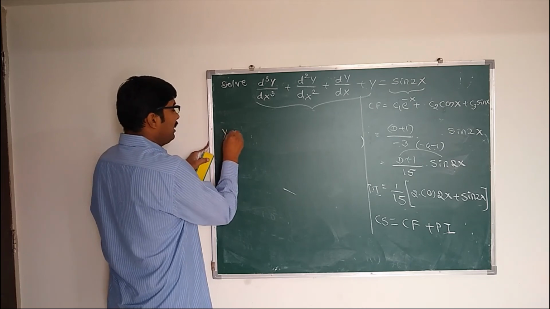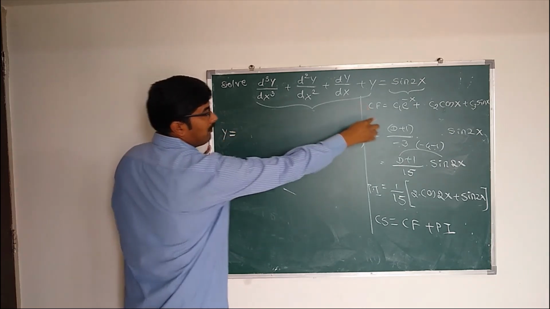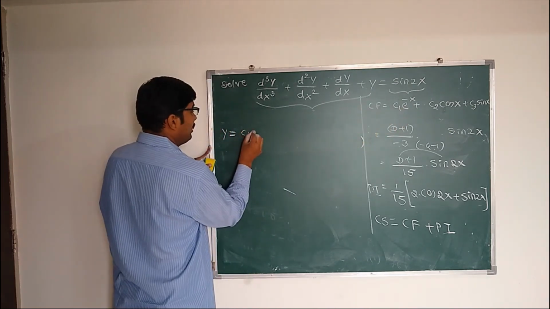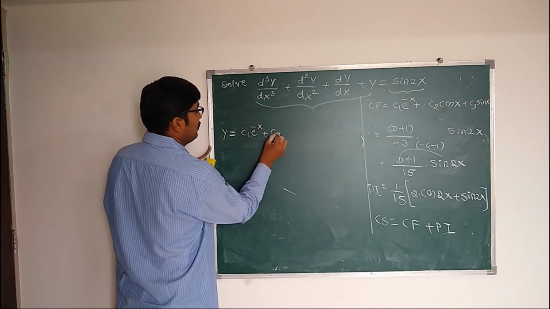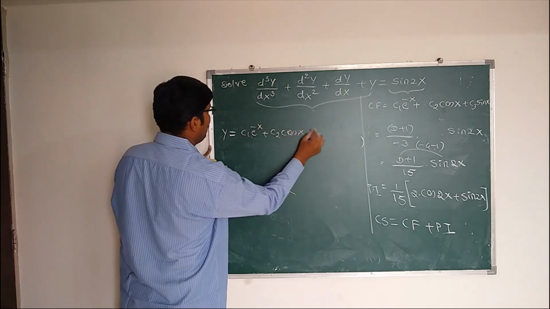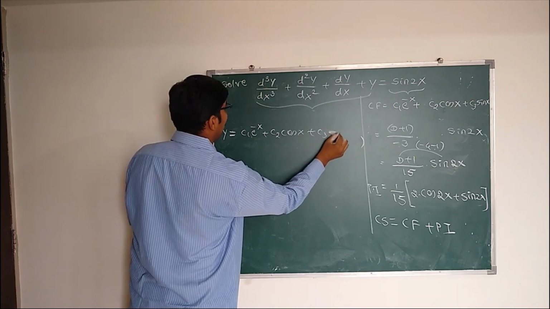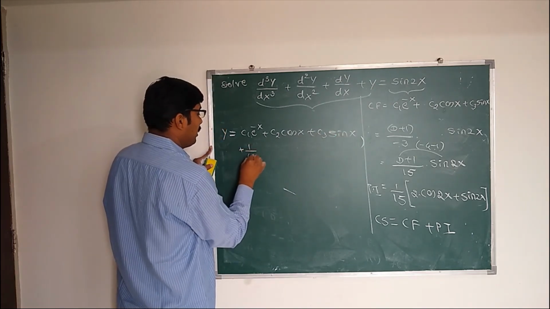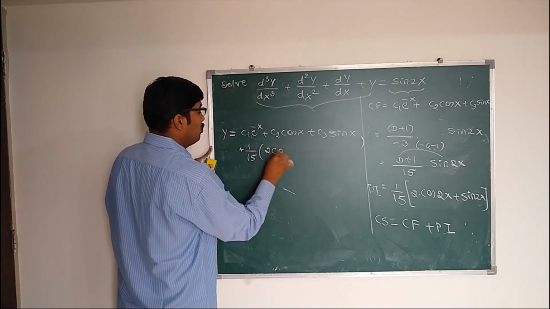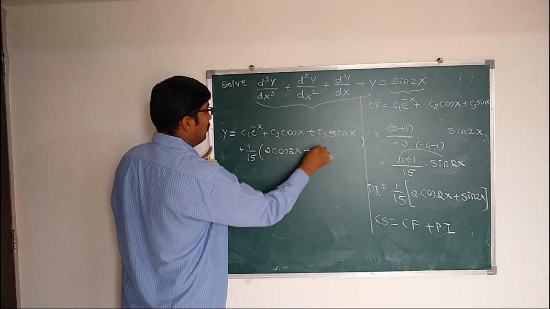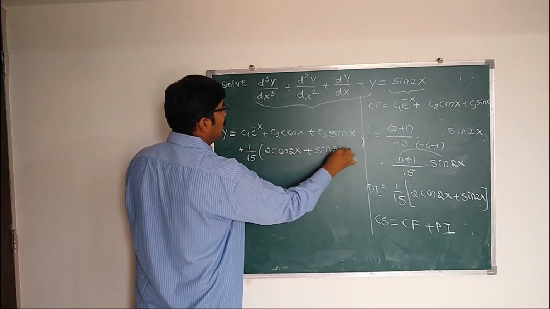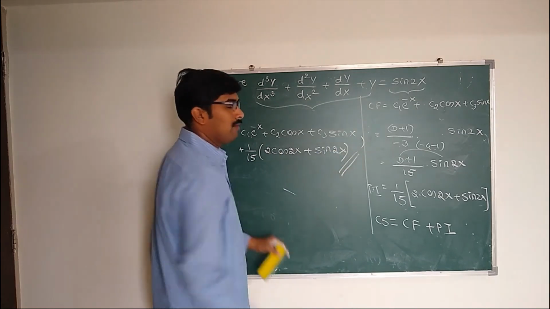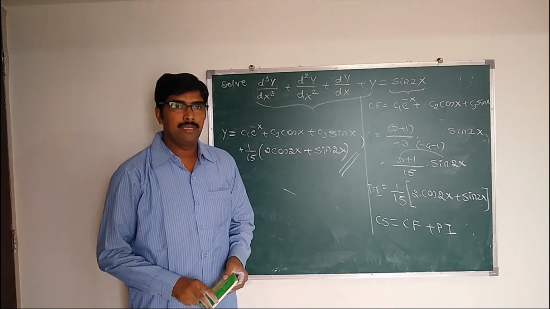That is y is equal to the complementary function value, which is C1 e raised to minus x plus C2 cos x plus C3 sin x, and then plus the particular integral, which is plus 1 by 50 into bracket 2 cos 2x plus sin 2x. So this is the required solution. Thank you.